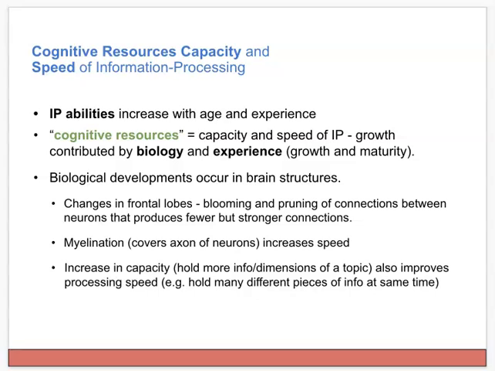Biological developments occur in the different brain structures, right? So there's changes in the frontal lobes, blooming and pruning of connections between neurons that produce fewer but stronger connections. We talked about this in an earlier chapter where there's tons of neurons and they're all stretched out across the frontal lobes. And then as children gain experience in the frontal lobe, those connections start to be pruned, right? So there's fewer connections, but they're more specified. So because there's fewer, they're stronger.